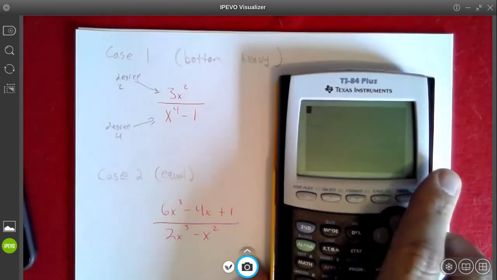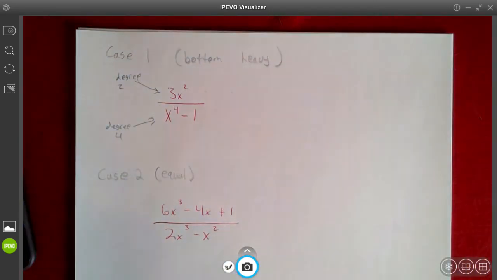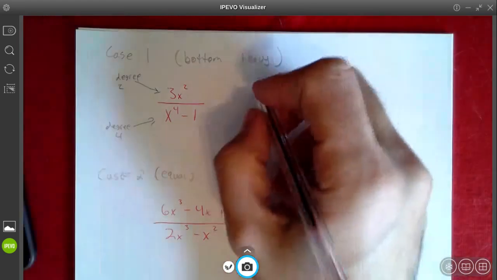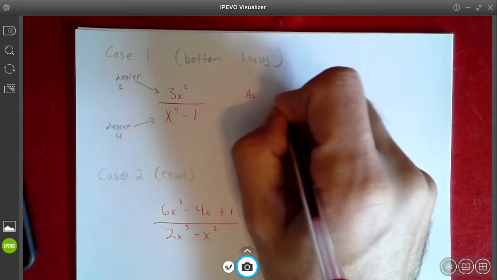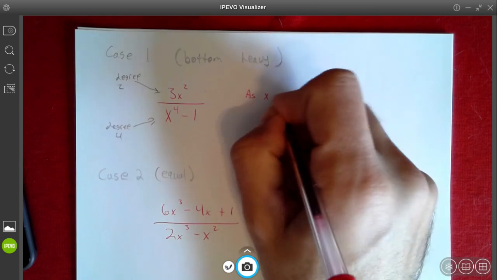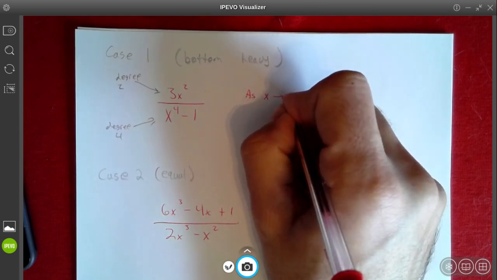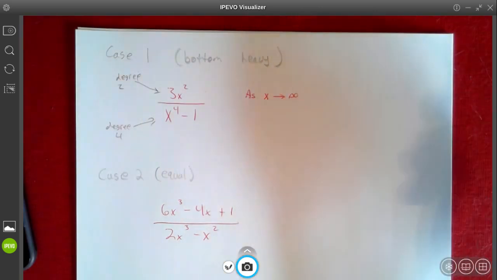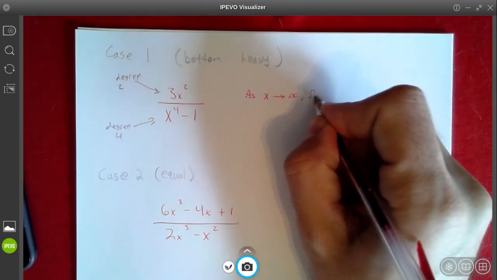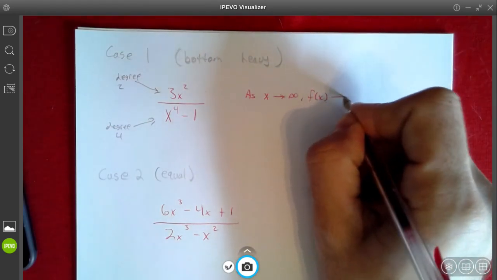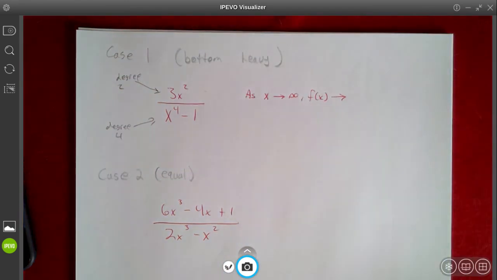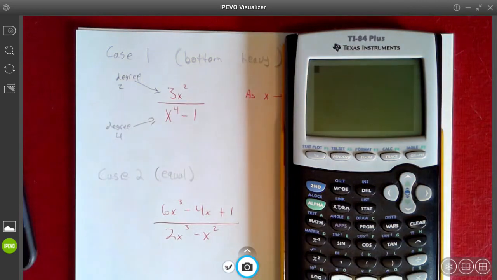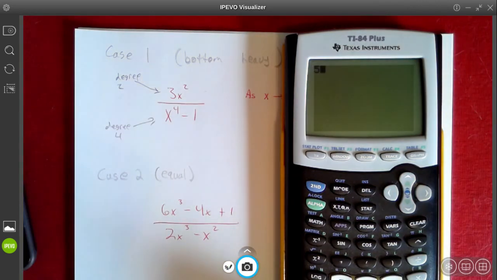So I want to know what happens to the value of this function as x gets big. Let's pose it this way: as x tends towards positive infinity, as x gets really large, what is happening to the value of the function, to the y value, the f of x? To figure this out, I just want to play around with it. I'm going to plug in a big number for x. I'm going with 50.